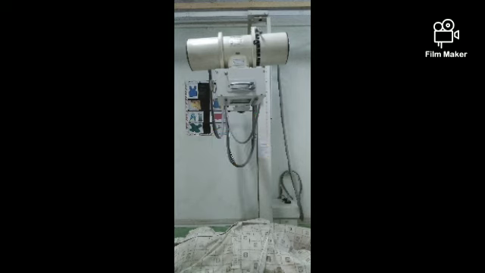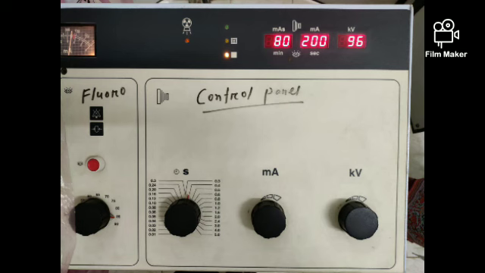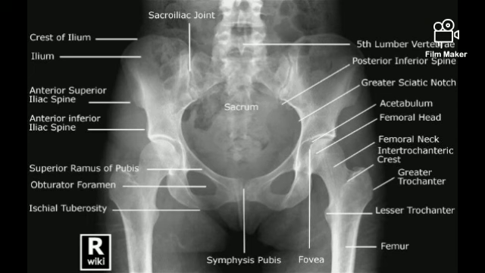Next thing is after completion of the position, you have to select the kV and mAs. So you have to move to the control panel. You can see here we are going to select a kV of 96 and mAs of 80. But it will vary depending on your patient, whether it is a pediatric patient or an adult patient or a healthy patient. So that was all about the pelvis AP. This is the image of pelvis AP.